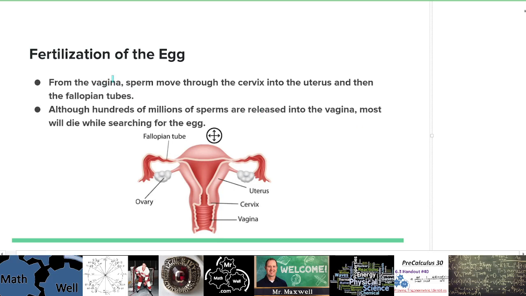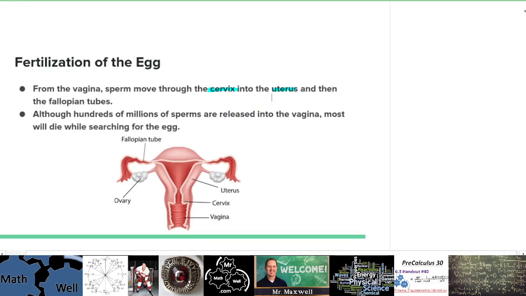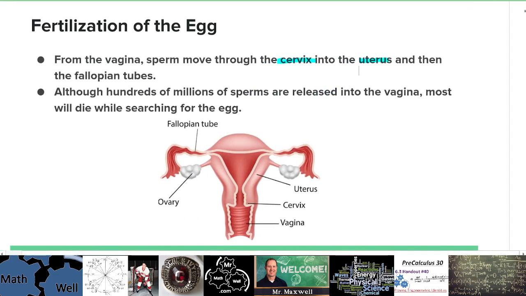Oh, weird. Okay, so the notes are a bit different here. From the vagina, sperm move through the cervix into the uterus and then the fallopian tube. So there isn't really a title in your notes here. There's a blank. Oh, never mind. Yeah, see? Although hundreds of millions of sperm are released into the vagina, most will sadly die while searching for the egg.